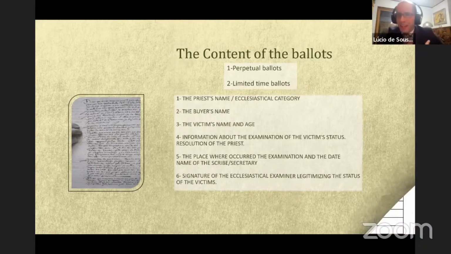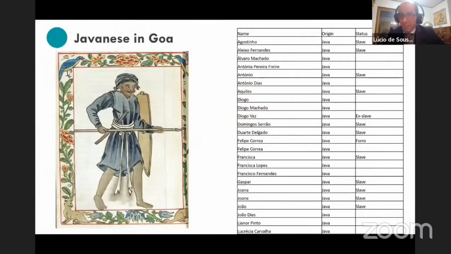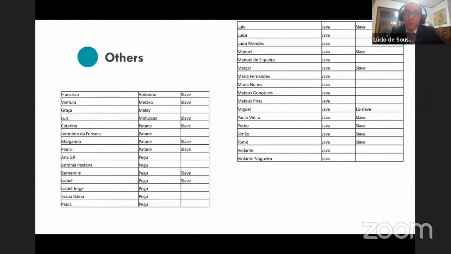But in fact, when we start studying the multicultural society of Goa, of these invisible people, what I discovered was something that I was not expecting. We find a huge number of Javanese living there. Also, in the documents that I analyzed, individuals from other regions of Southeast Asia, like Amboina, Malacca, Patani, Pegu. I was expecting a lot of people from Malacca, but not from Java.